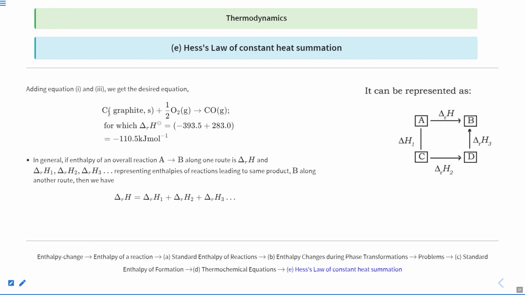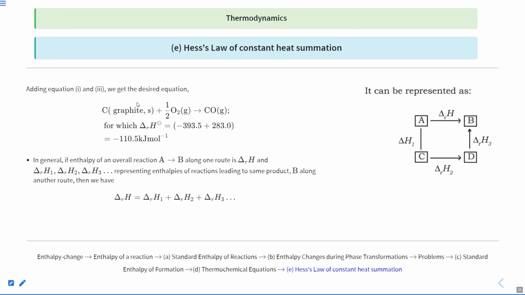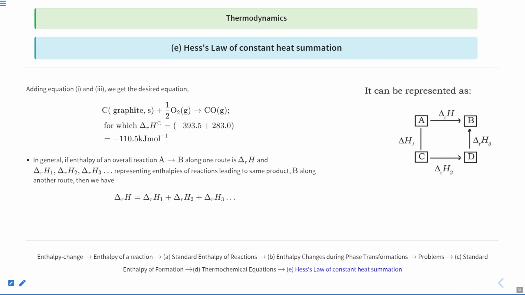Here what you have seen is, if you add two equations, suppose you add equation 1 and equation 3, what will you get? You will get an equation in which the stoichiometric coefficients are added according to algebra, and your delta RH is added. We are taking the summation of that, and we are getting minus 110.5 kilojoule per mole. Clear? So this is the overall Hess's law.